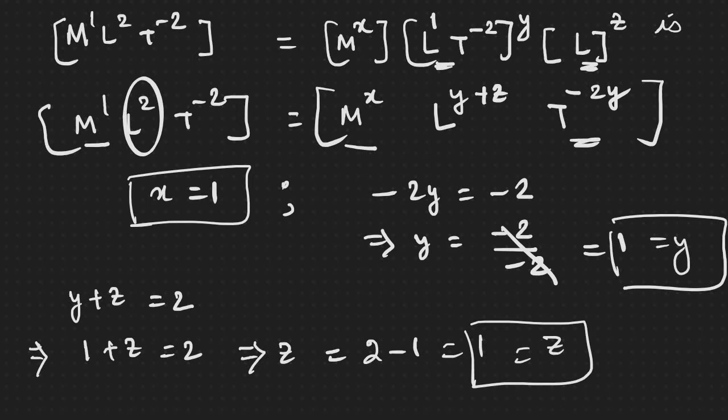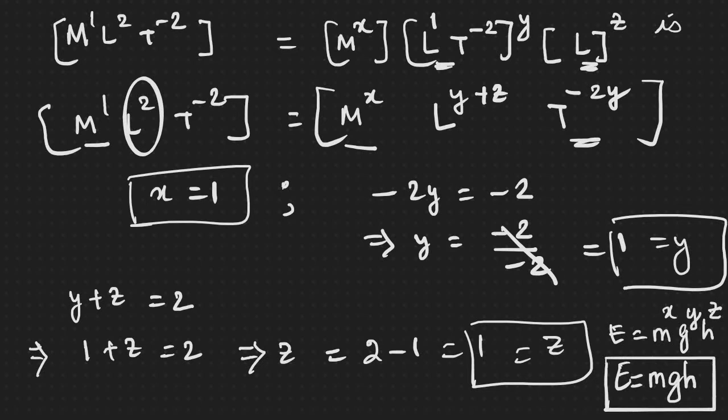Right? We derived it. So if we have derived it, we can see that E equals the power we have raised: m to the power x, g to the power y, h to the power z. What will we be writing? E equals mgh, because all x, y, z are only 1. So the formula for potential energy is correct. That E equals mgh.